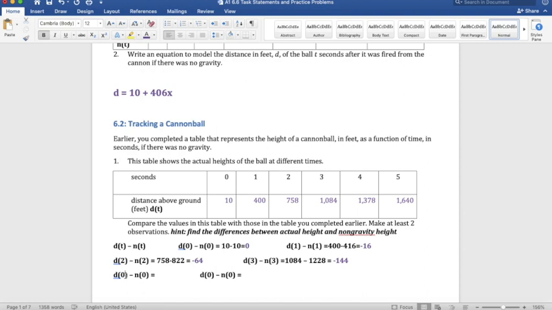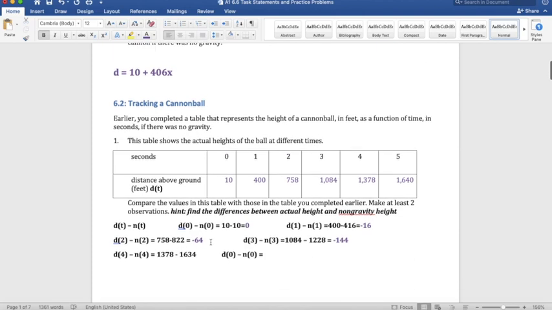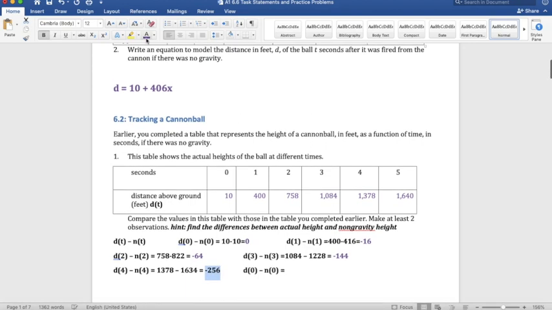And then, let's see, at 4 seconds. The actual height was 1,378 minus the predicted of 1,634. See, ignoring gravity is getting more and more consequential because these differences are getting much, much bigger. I wonder if it's quadratically getting bigger. All right, let's see. So up to 1,400 is 22. And then 234, that's 256. So, do you notice anything about these numbers? Is there a pattern or relationship between these numbers? Or anything they have in common?